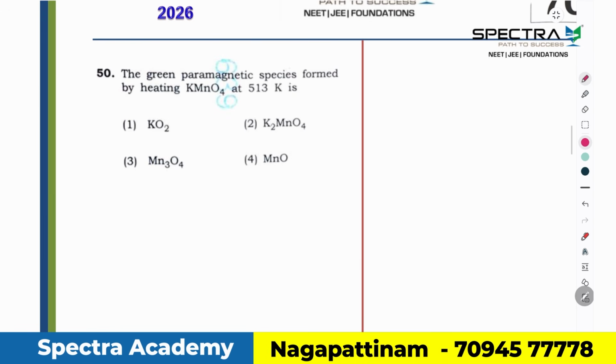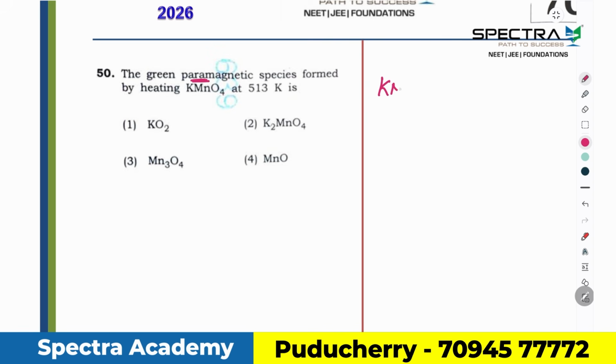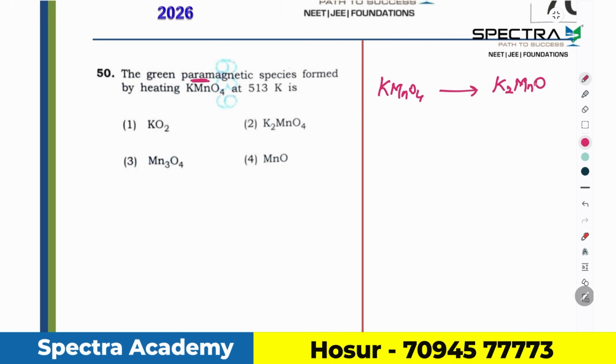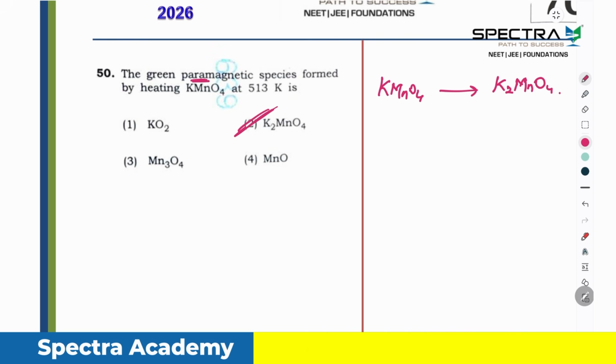Question number 50. The green paramagnetic species which is obtained by heating KMnO4 at 500 Kelvin is K2MnO4, which is nothing but potassium manganate. The answer is option 2.